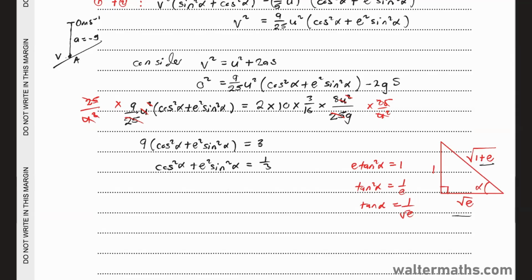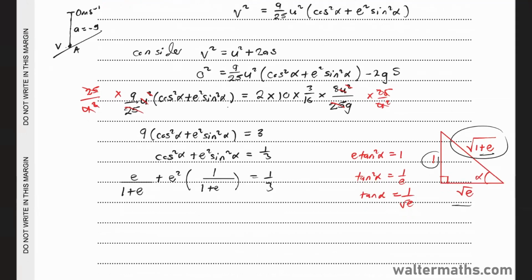So we can say for cos squared alpha, it is adjacent over hypotenuse, so squared, it's e over 1 plus e. And that's plus e squared sin squared alpha. Sine squared is opposite over hypotenuse, so it's 1 squared over 1 plus e, basically. And it's equal to a third. Okay, so that's what we will be having.